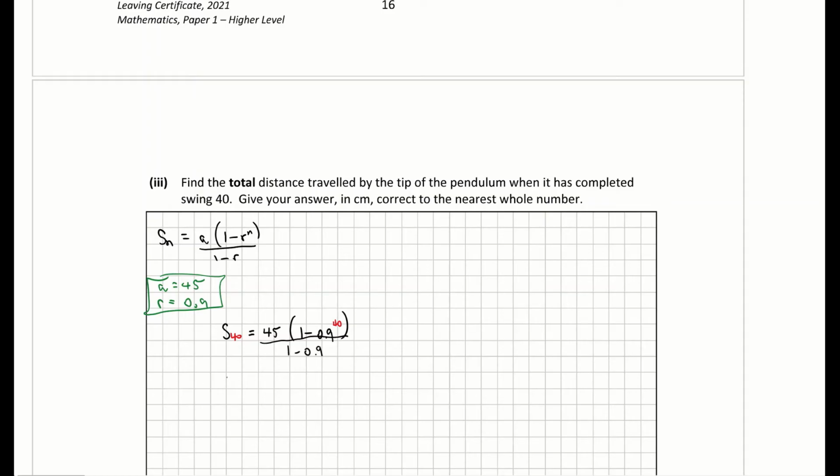So the sum of the first 40 swings is equal to 443.349. The question wants it to the nearest whole number. So again, just always double check what the question wants. So that's giving me 443 centimeters. And that's part 3.